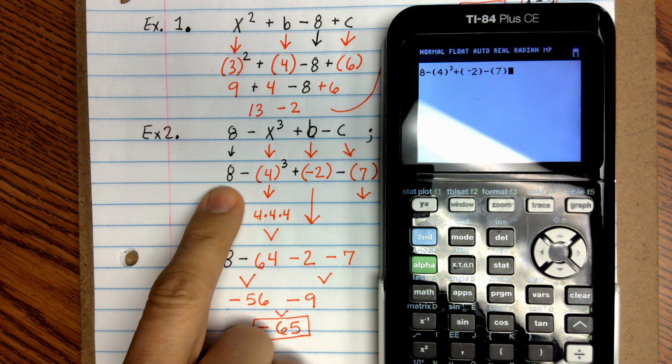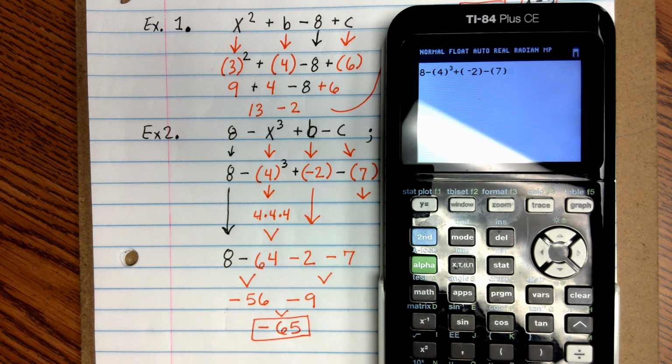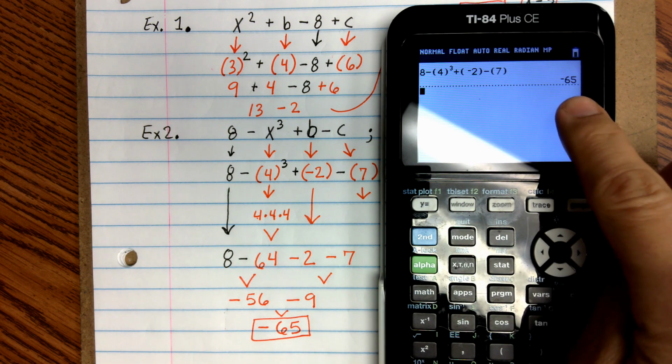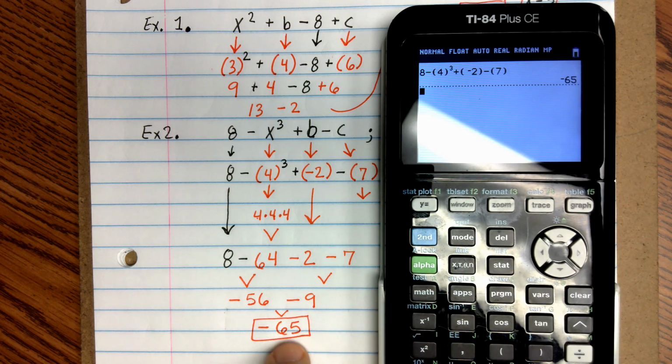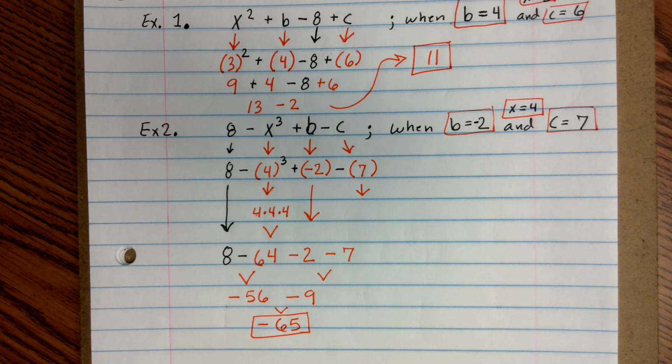So notice I got it right here, right? 8 minus 4 cubed plus negative 2 minus 7. And notice it gives me the same answer, negative 65, so I know that I did it correctly. And that's how you're going to, when asked to evaluate an expression, that's all you're going to do. Just substitute the values and follow the operations.